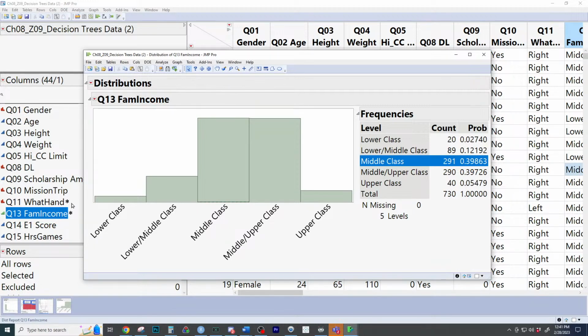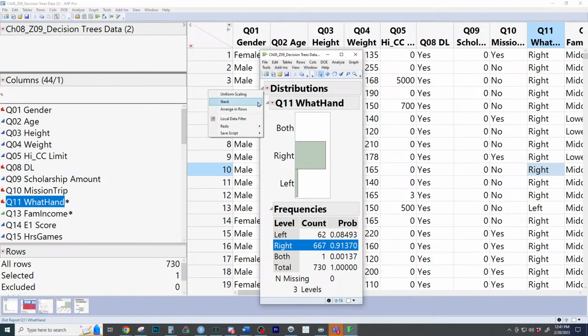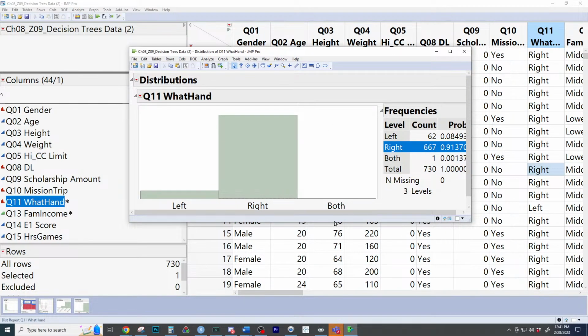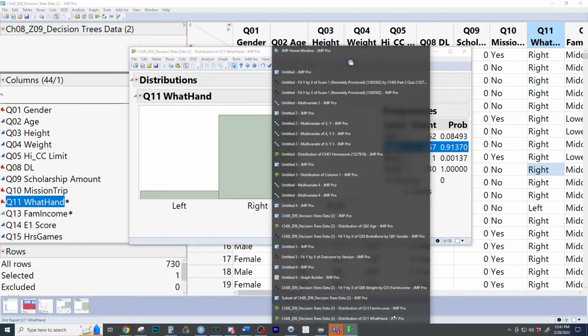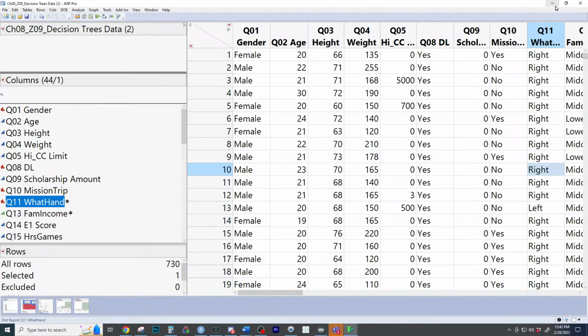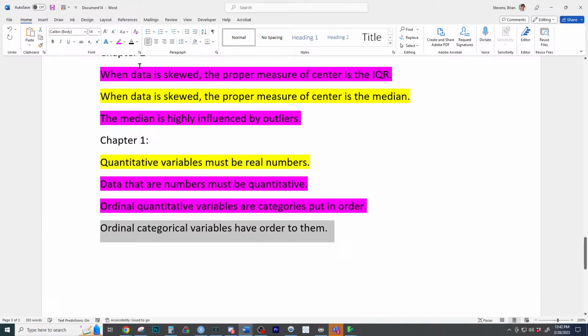Things like what hand do you use, that's nominal. Nominal means has no order to it, so there is no order to left or right. So we would never say anything like normally distributed because the bar order doesn't matter here. It's just been put in a random order for us. So this is a nominal categorical variable because there's no order to it. And then this other one with family income level has order, lower to upper class. So we wouldn't say an ordinal quantitative variable; ordinal categorical variables have order to them. That is the true statement right there. Ordinal categorical variables have order to them.